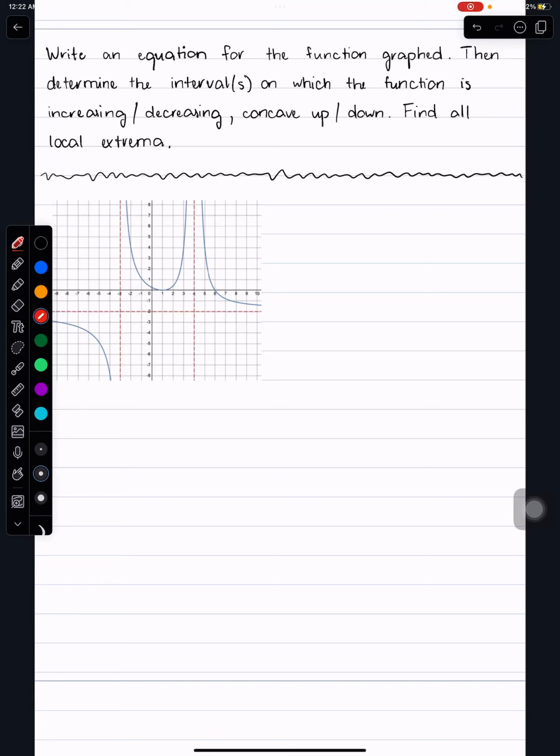Write an equation for the function graph, then determine the intervals on which the function is increasing, decreasing, concave up, down, and then find all the local extrema.